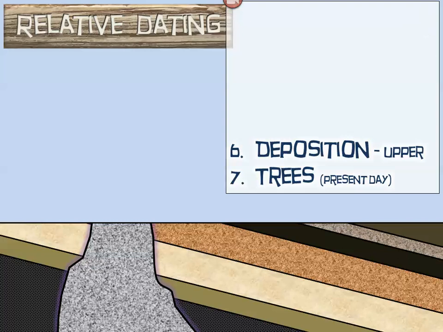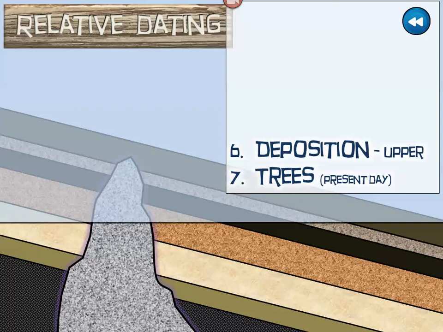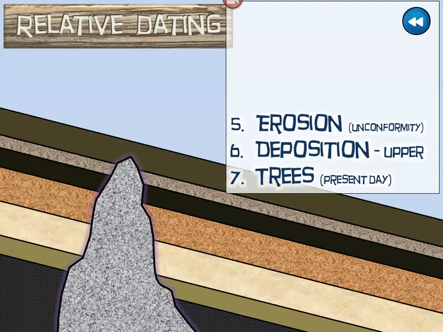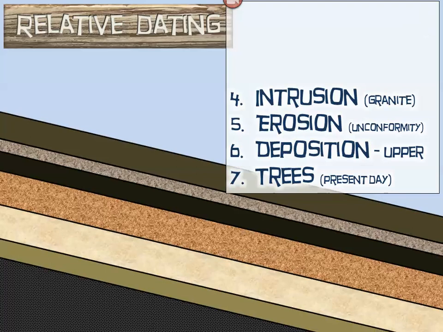So what happened next? How did we get to this landscape? Well, it had to be erosion of that unconformity, right? Erosion happened there. And then next up, we see that the intrusion is definitely going through all these layers here. So the intrusion was probably number 4, although we're not quite sure if it happened before the tilt or after the tilt. So we're going to just assume that it happened after the tilt, but the tilting and the intrusion could be switched around, and we're not sure which one would be which.